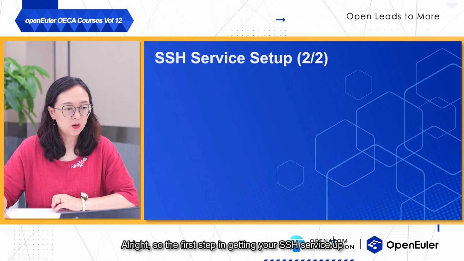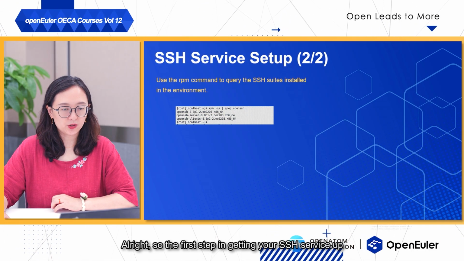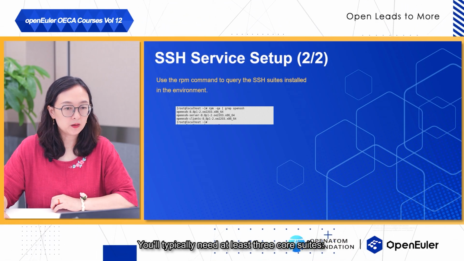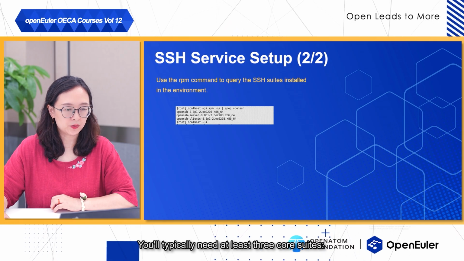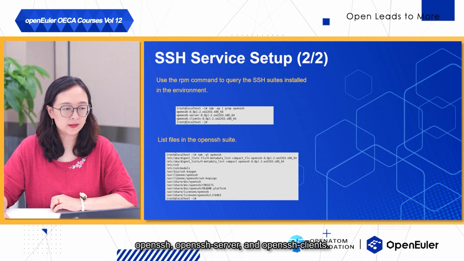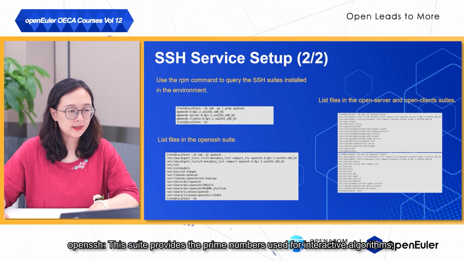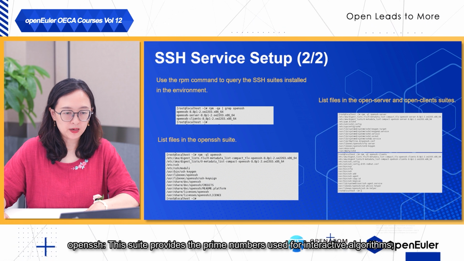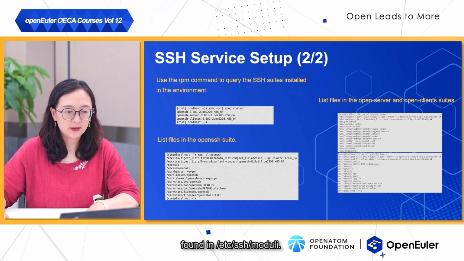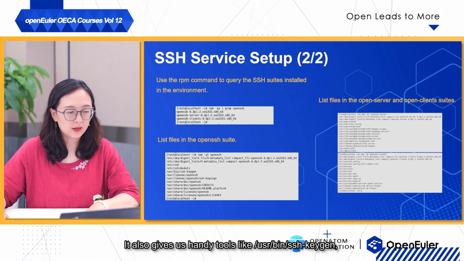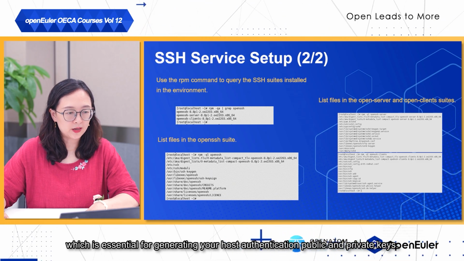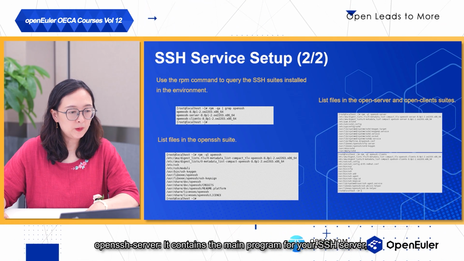Let's jump in. Alright, so the first step in getting your SSH service up and running is understanding the software packages involved. You will typically need at least 3 core suites: openssh, openssh-server, and openssh-clients. Let's break them down. openssh. This suite provides the prime numbers used for key exchange algorithms found in /etc/ssh/moduli. It also gives us handy tools like the ssh-keygen utility, which is essential for generating your host authentication public and private keys.